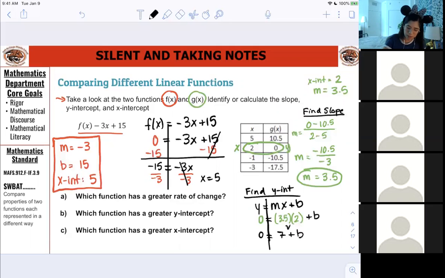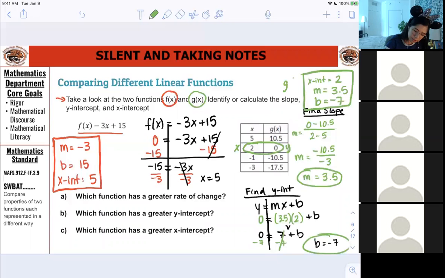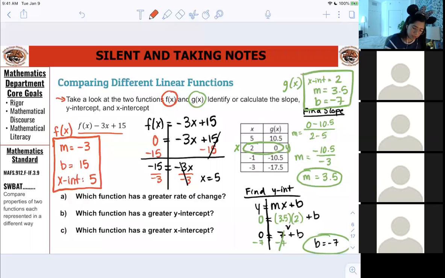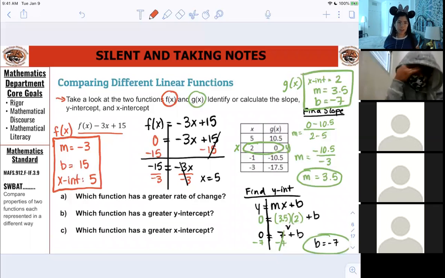And if I'm trying to get b all alone, what do I do? Subtract 7. Perfect. So I subtract 7 on both sides. That gets rid of my 7. And what is 0 minus 7? Negative 7. So b equals negative 7. Whew, okay, we did it. Now I have everything I need for g of x. And I have everything I need for f of x. So now let's answer these questions. Question A, which function has a greater rate of change?